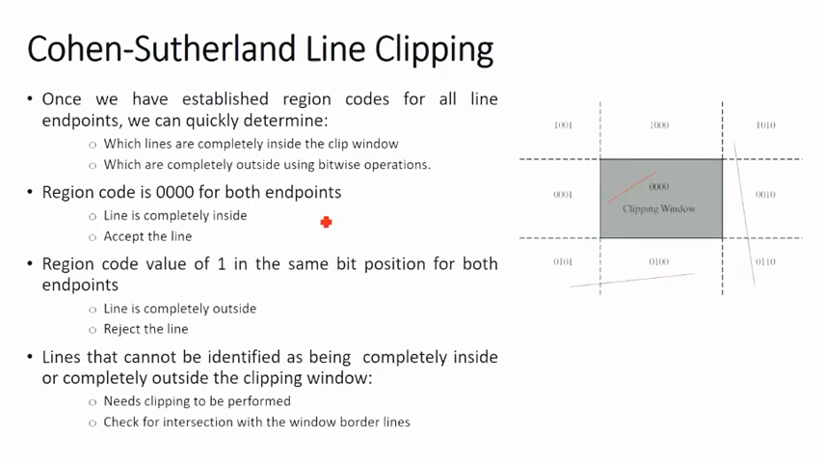If OR operation gives me false, then I stop my algorithm and conclude that it is completely inside, meaning to say I accept the line. If not, then I'll go and perform AND operation between the endpoints. And if this AND operation gives me true, then I stop my algorithm. I reject my line. That means I don't write the line in the output.